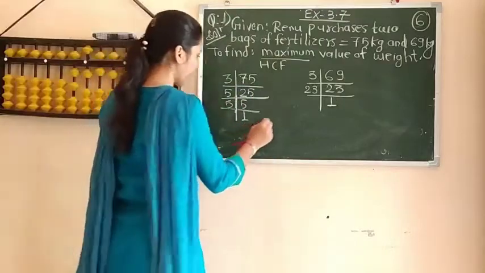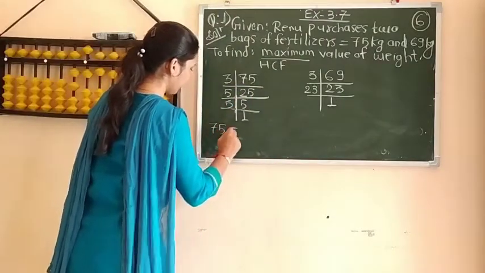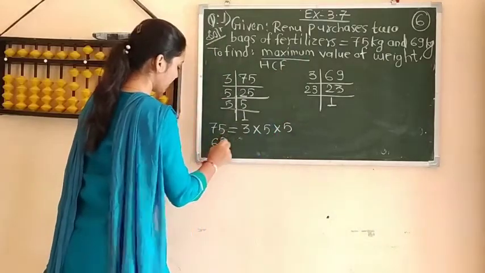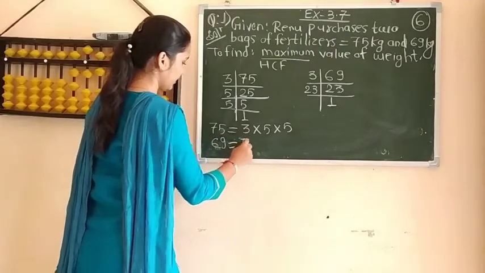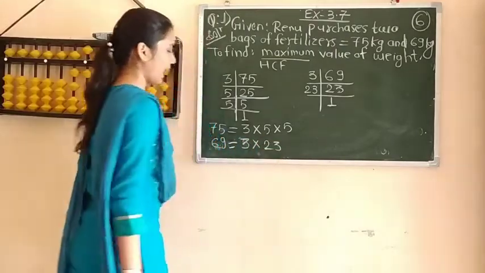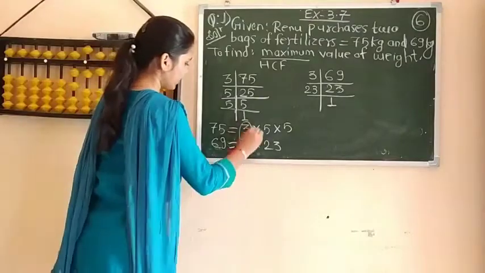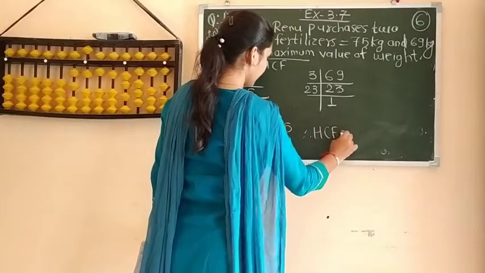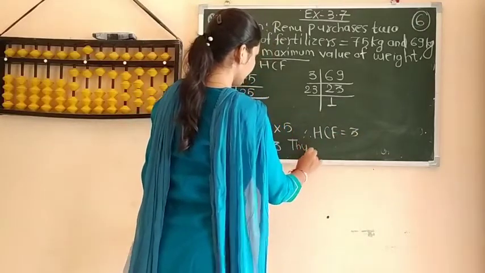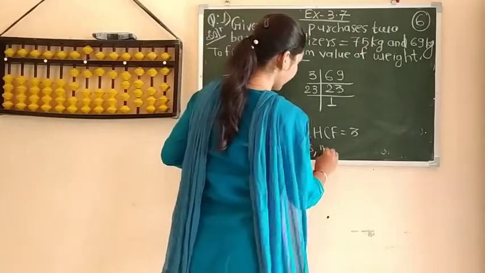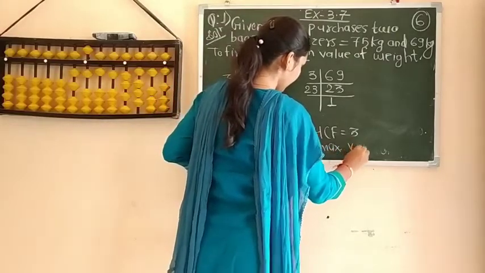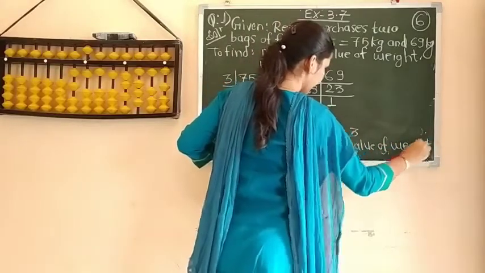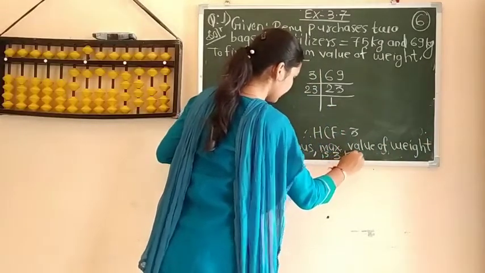Fine. Now we have to write the factors separately. 75, what are the factors? 3 multiplied by 5 multiplied by 5. 69, what are the factors? 3 into 23. Now we have to encircle the common factors. 3 is common and nothing else is common. So what is the HCF here? Your HCF is 3. So the answer is: the maximum value of weight is 3 kg.